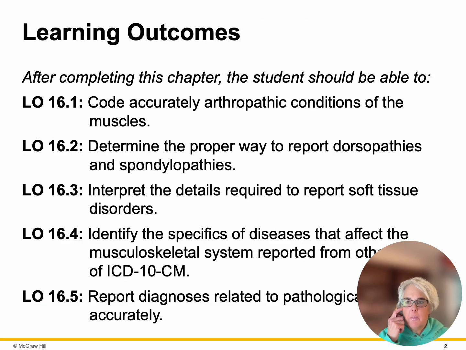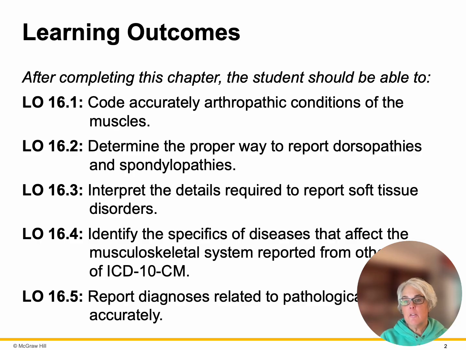Here are the goals for chapter 16. First, you're going to learn how to code arthropathic conditions. That means joint-related disorders affecting muscles and connective tissue. Second, we're going to talk about dorsopathies and spondylopathies, which are conditions of the spine and of the joints. Third, we'll examine soft tissue disorders like bursitis, fibromyalgia, and tendon problems.